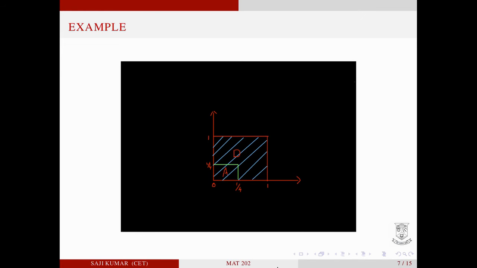Now we are going to evaluate a probability for a subset defined in this domain. Here the domain is the square region with the x coordinate varying from 0 to 1 and the y coordinate varying from 0 to 1. Over this square region we mark a subset A where the x coordinate varies from 0 to 1 by 4 and the y coordinate varies from 0 to 1 by 4. This is our domain A, where A is a subset of the previous domain D.